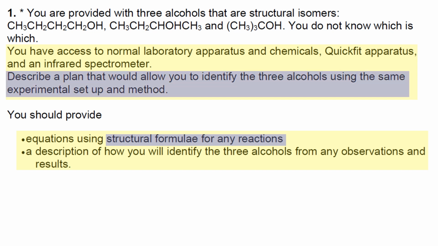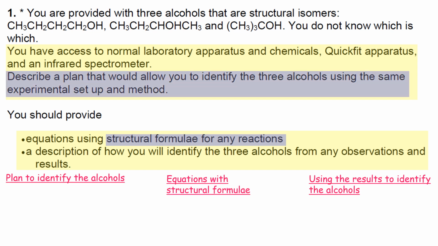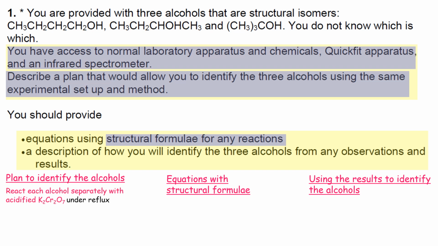As a kind of plan, there are 3 things that need to be in your answer. In terms of the plan to identify the alcohols, we've obviously looked at the oxidation of them. I would suggest going for reflux because that will allow the primary alcohol to go all the way to a carboxylic acid. You can set up distillation if you're doing a different question. This time I'd set up reflux apparatus.